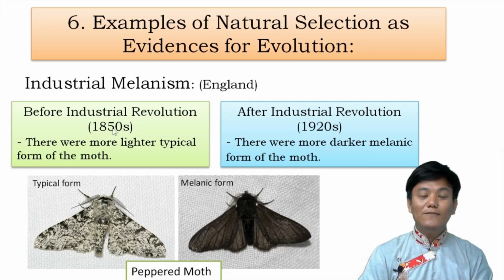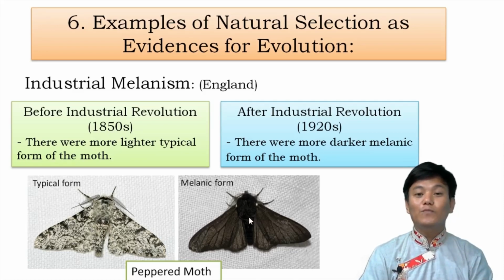Now in the 1850s, that is before the Industrial Revolution, when population studies were made, the scientists found out that the lighter typical form of moth was more in number compared to the darker melanic form. But after the Industrial Revolution, that is in the 1920s, when the same population study was repeated, they found that the darker melanic form were more in number compared to the typical lighter form.